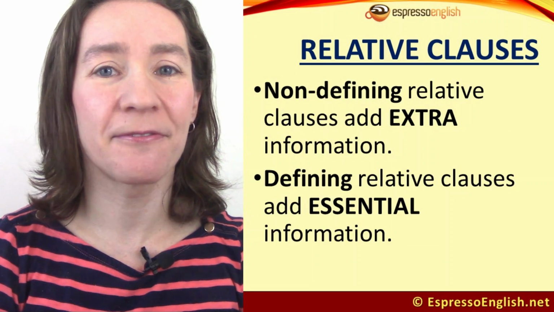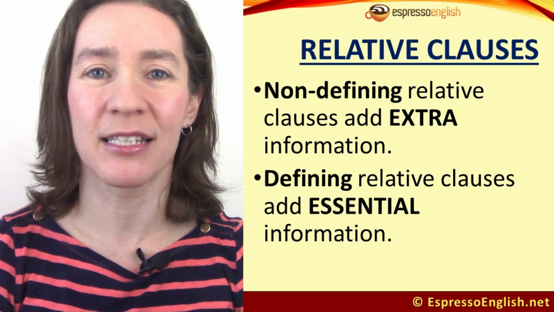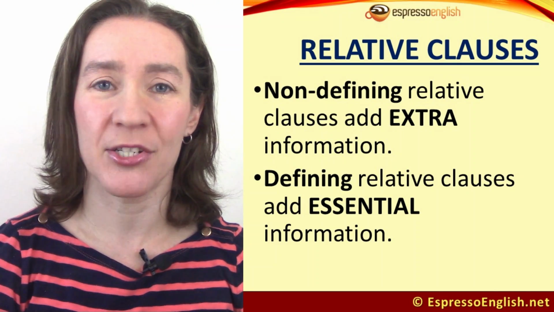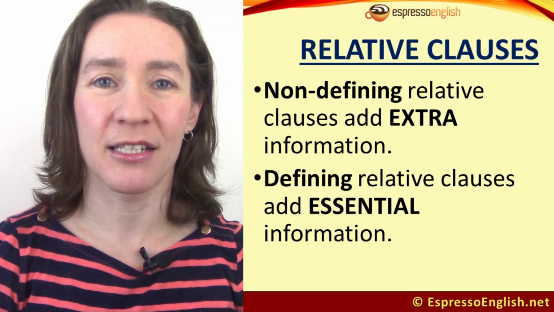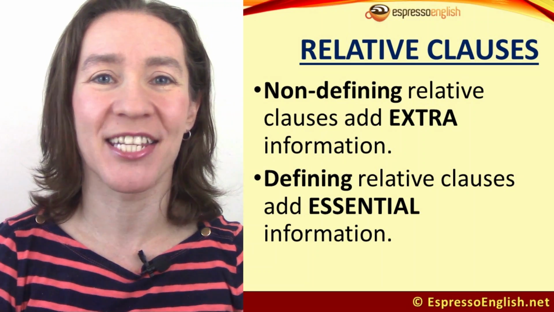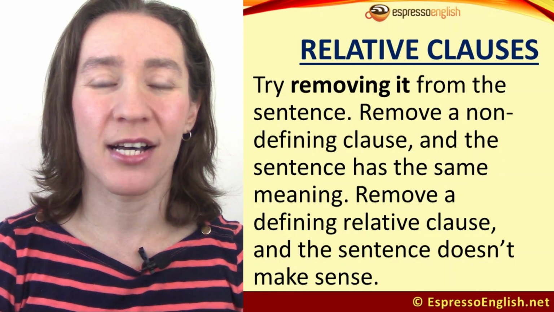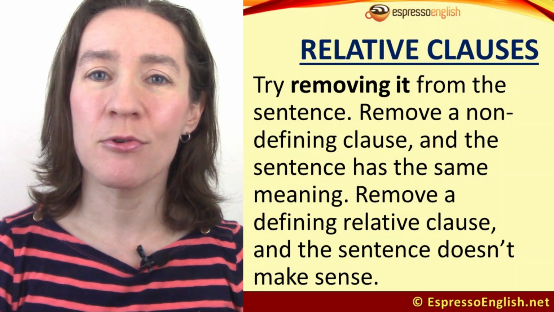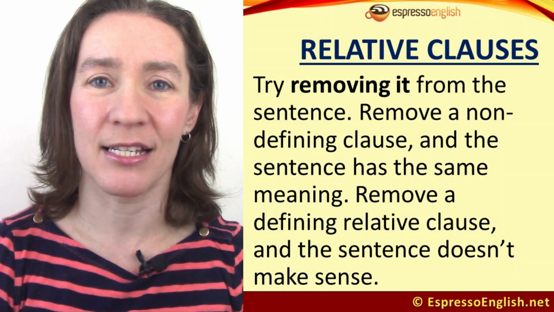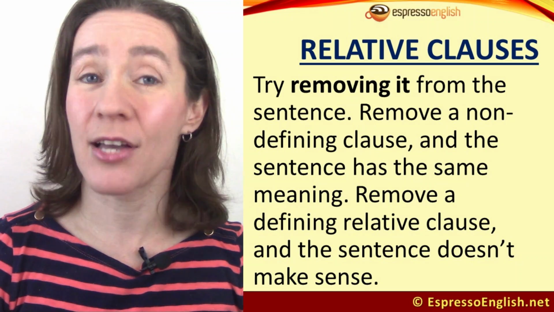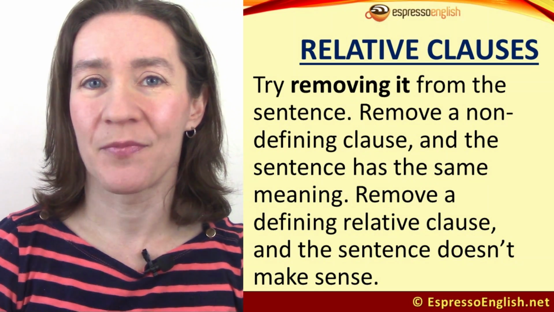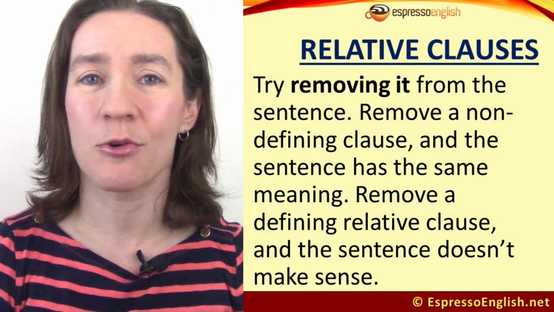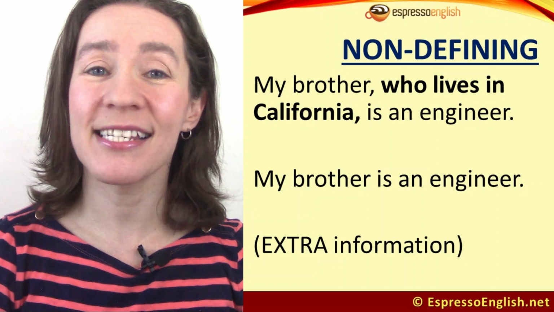Now let's talk about defining and non-defining relative clauses. Non-defining relative clauses add extra information to the sentence, and defining relative clauses add essential information to the sentence. You can see if a relative clause is defining or non-defining by removing it from the sentence. So if you remove a non-defining relative clause, again, that's extra information, the sentence still has the same meaning, just without the extra information. But if you remove a defining relative clause, then the sentence would have a different meaning or is incomplete. So let's see some examples.